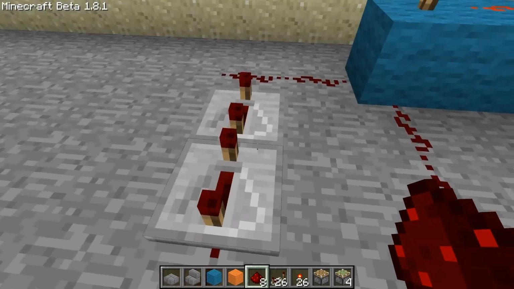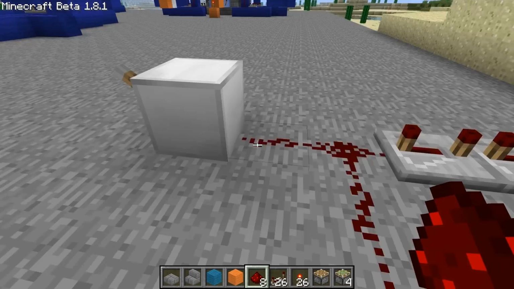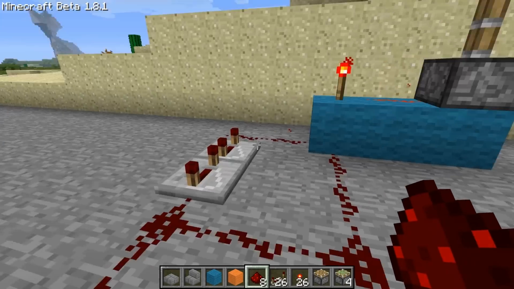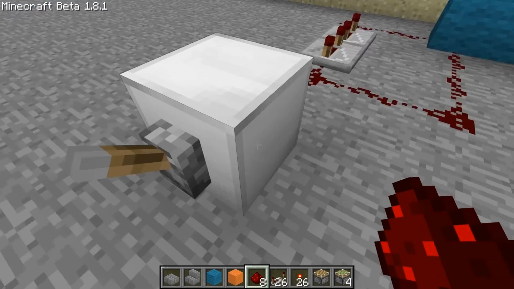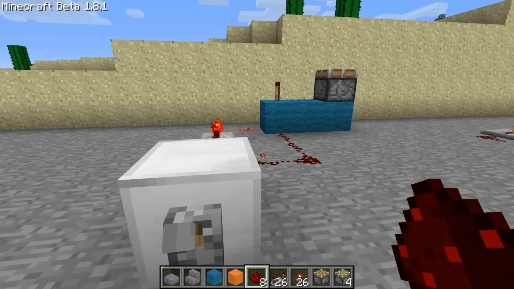We've also got it going into 2 repeaters, that's also going into a block. These repeaters are set to 4 ticks each. And when we hit the switch, you hear it, it comes down, and it goes up. But when we actually turn this line off, you'll notice that it has a delay. So it's very instantaneous there, but when we have it, it has a delay.